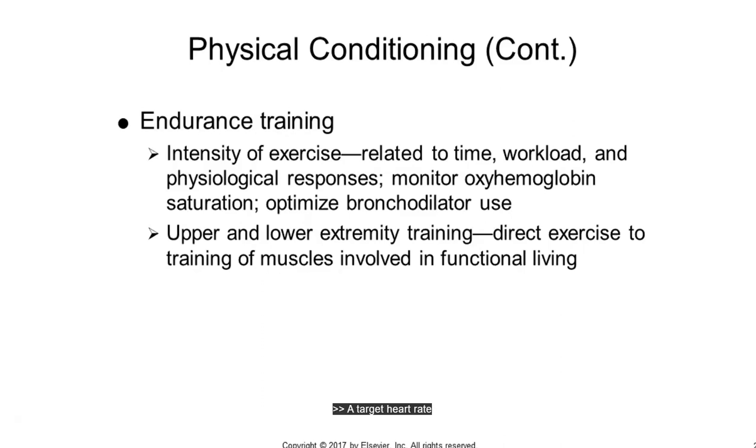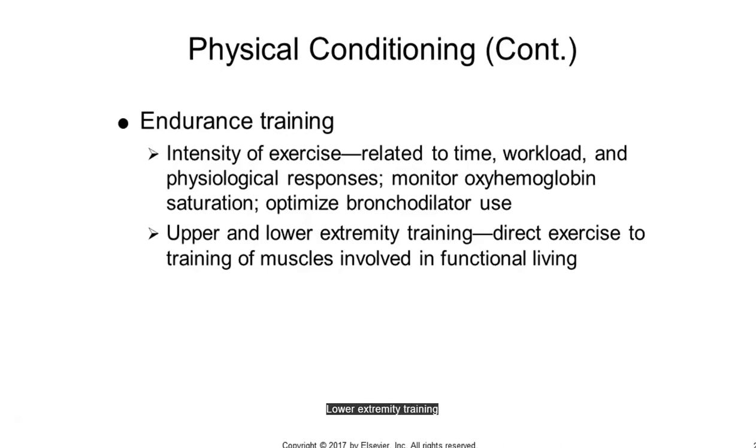A target heart rate should be determined by age-predicted maximum heart rate and level of functionality, with medications that slow heart rate being taken into consideration. It is important to optimize use of bronchodilators and other pharmacological therapies before and during an exercise program. Supplemental oxygen, if needed, must be monitored for proper titration during exercise. Upper and lower extremity training should be incorporated with special attention to balance and coordination to decrease fall risks.